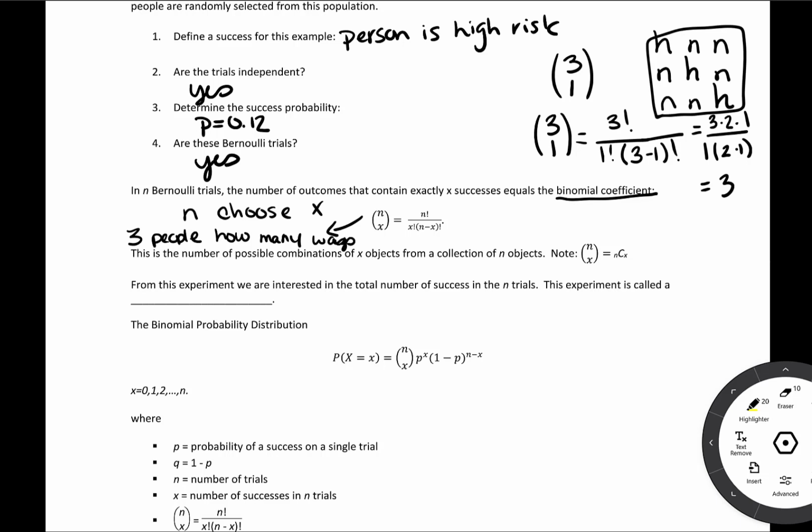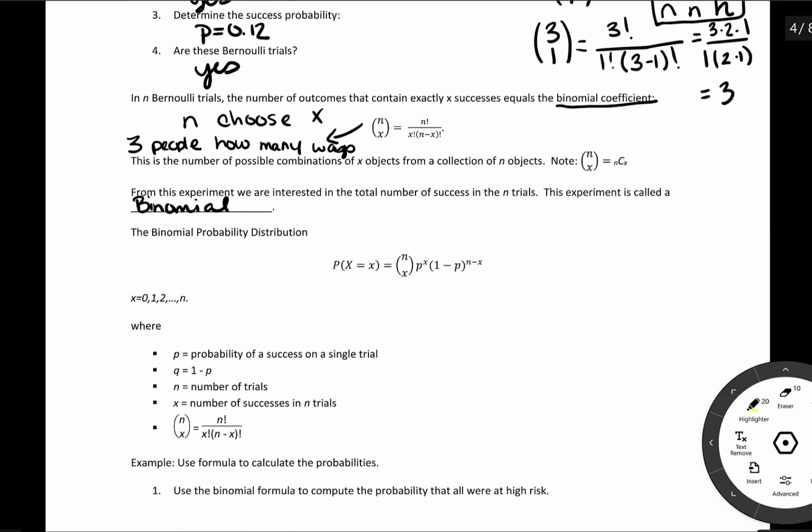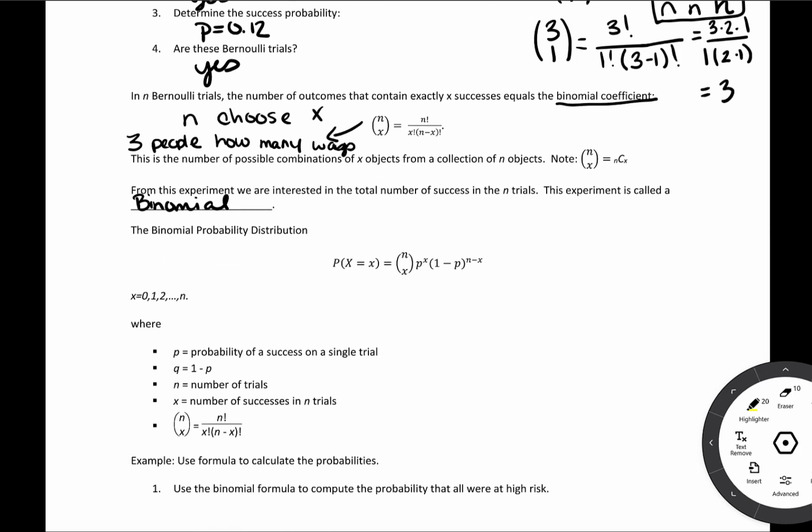All right, so again, this is the number of possible combinations of X objects from a collection of N. From this experiment, we are interested in the total number of successes out of the N trials, and this is what we call a binomial. So this is the binomial distribution. Essentially what this formula does is tell us the ways to choose the successes.